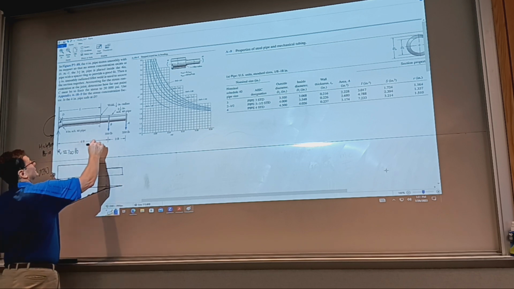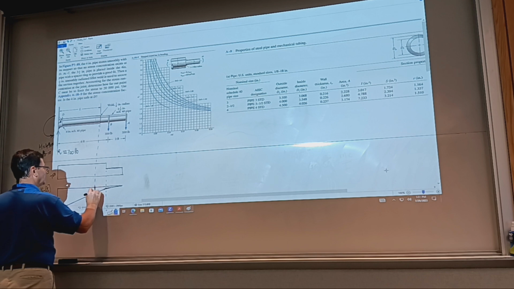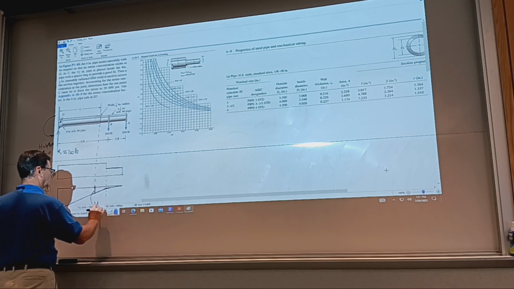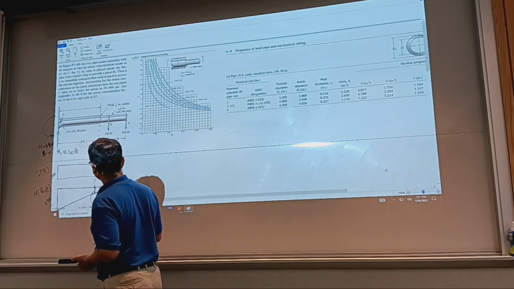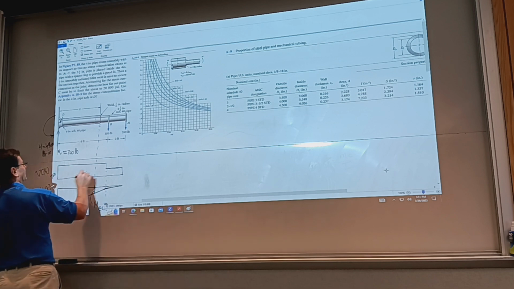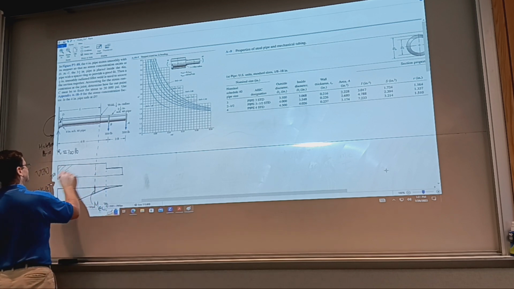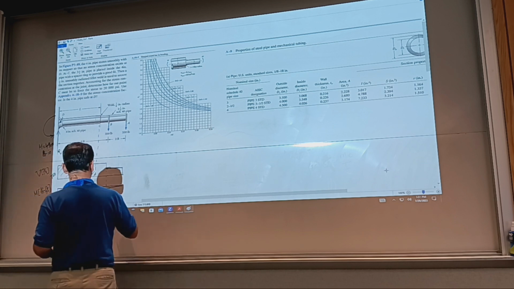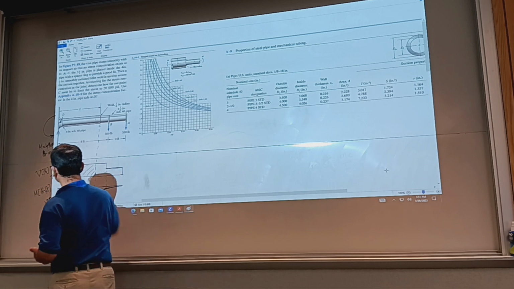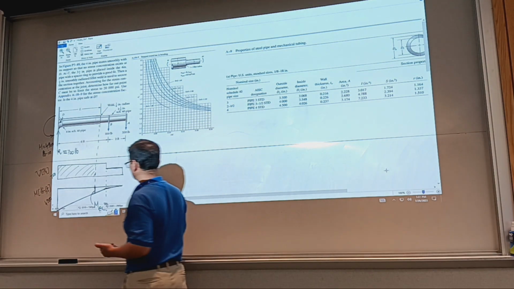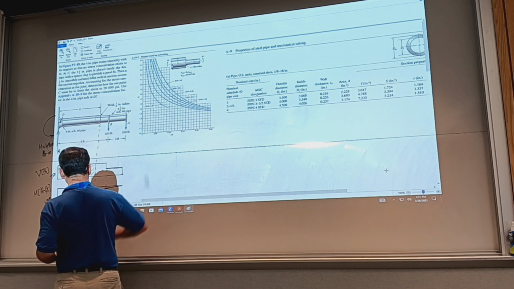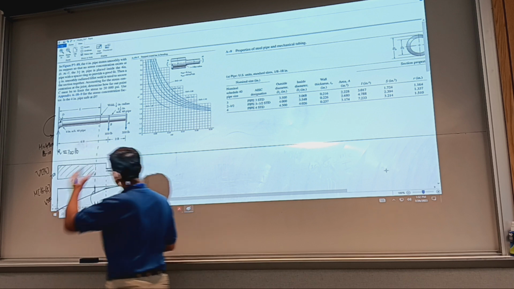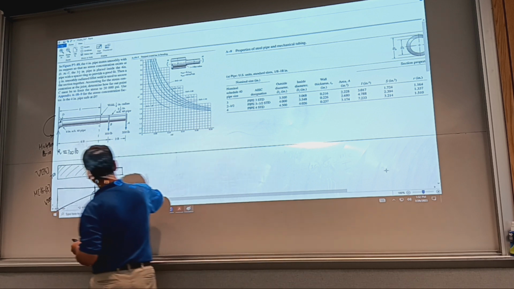And we're interested in the moment at L, M at L equals. Right? So how do I get a moment at L? I don't have a value, but it will be parametric. It's going to be this area. It's going to be L times the maximum moment, which is at the support. So it is going to be 4900 times L.